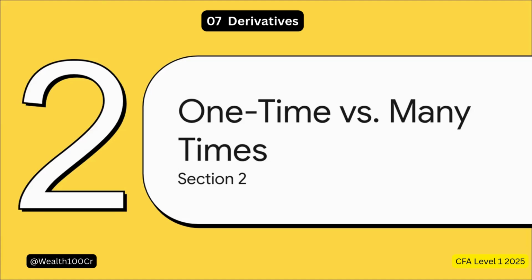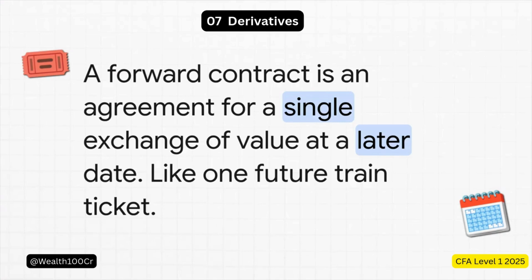So now we know it's an exchange. Now let's ask another question. Is this exchange happening only one time, or is it happening many, many times? Let's find out. So before we understand the many times part, first we must understand something called a forward. Don't worry, it's easy. Just think about booking a train ticket. You go on the railway website today, and you book a ticket for a journey maybe 3 months from now. You agree on the price today for one single journey in the future. That's it. That is a forward.